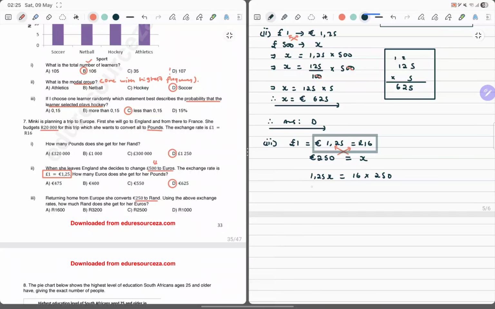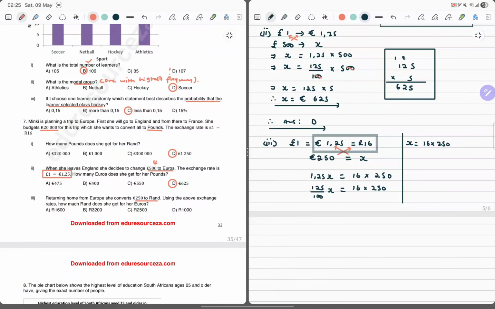So guys, what we know is that we can say this is 125 over 100. X is equal to, please don't do this, just leave it 16 times 250. Sometimes delaying certain things is important, right? So we know that X is going to be basically 16 times 250, right?